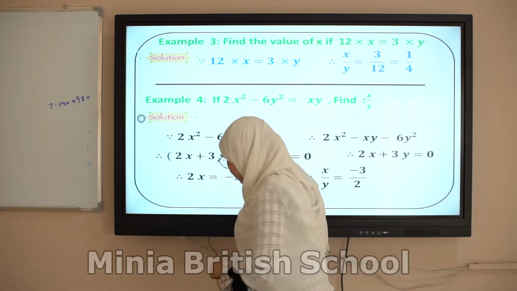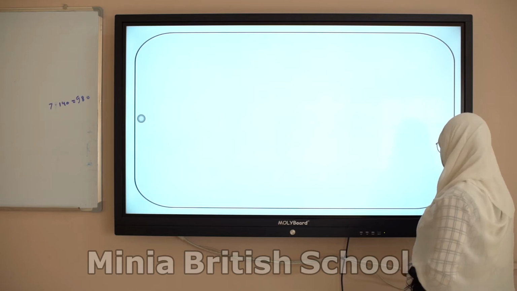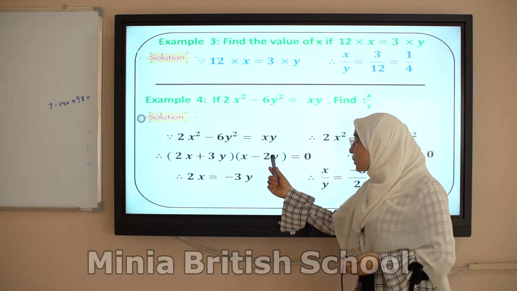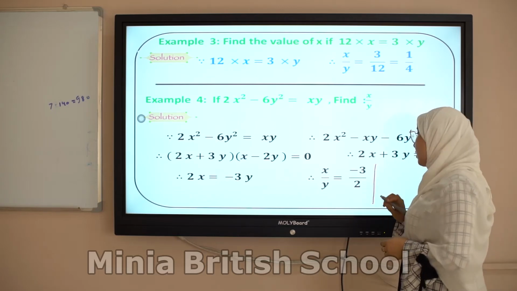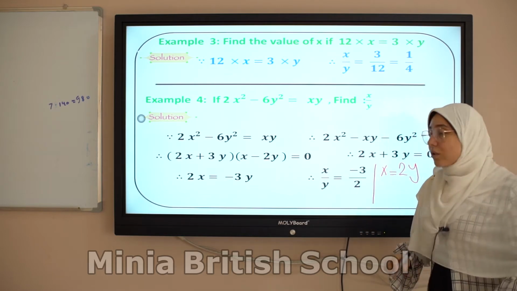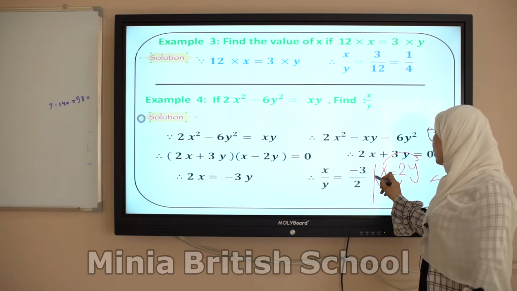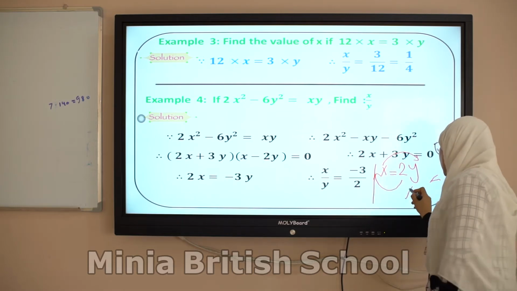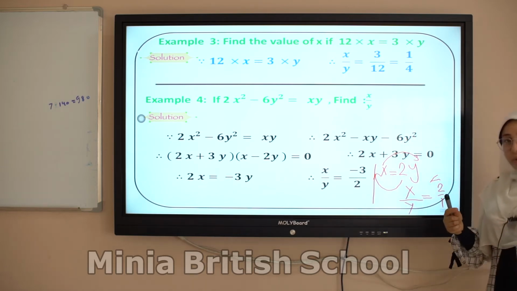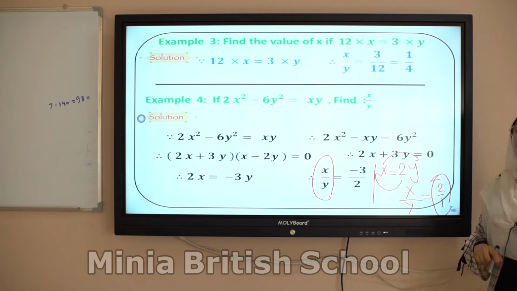Also, you can set x minus 2y equals 0, okay? So x equals 2y. So x to y equals 2 to 1, okay? So x to y equals 2 to 1. So you have two values of x over y, negative 3 over 2 and 2 to 1, okay?